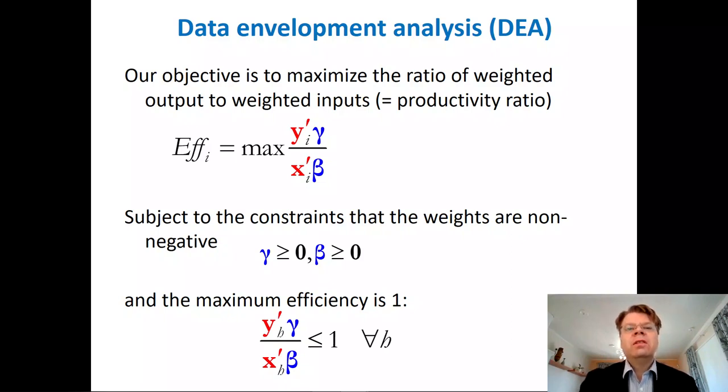Another type of constraint is that when we apply these multiplier weights, beta and gamma, to other units in the sample, where the subscript H refers to all other units in the observed sample, the requirement is that these weights must be such that no other unit in the sample gets an efficiency score greater than 1. So the maximum possible efficiency is equal to 1. This imposes a constraint on those weights gamma and beta, and this ensures that the efficiency scores for all units, including the evaluated unit itself, must be less than or equal to 1.